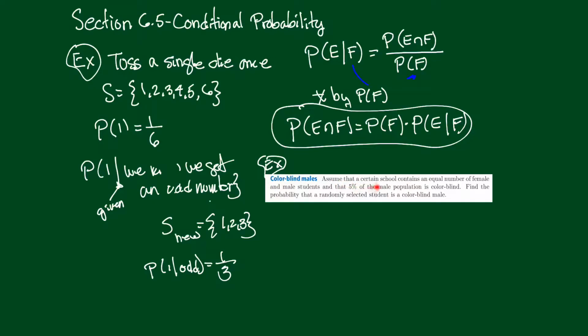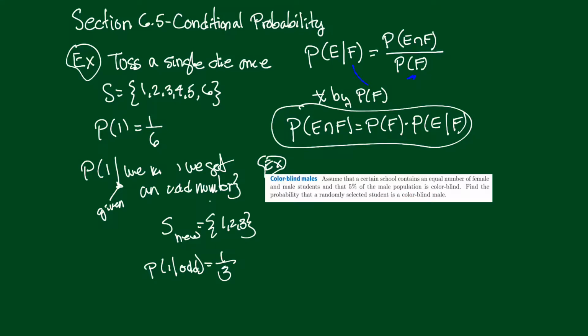Here's an example. Suppose that at some school, there's an equal number of female and male students, and that 5% of the male population is colorblind, right? So we know that at this school, same number of male and female, and 5% of the males are colorblind. What we want to do is find the probability that a randomly selected student is a colorblind male.